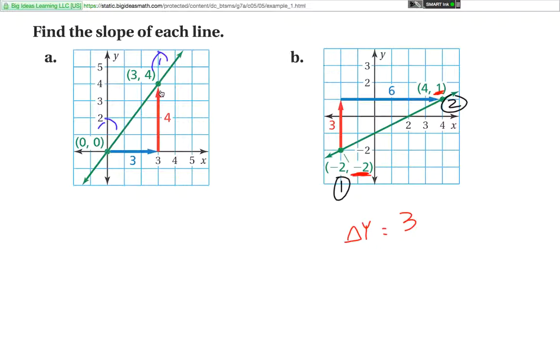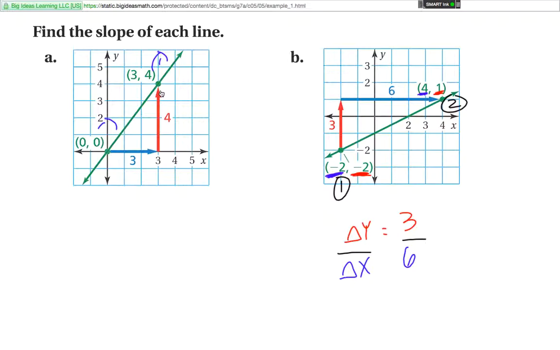Okay. Now let's look at the horizontal change, so the change in x. This one is negative 2. This one is positive 4. So I use the points. I know you can use the graph if you want to, but you can also use the points. That's what I'm doing here. So from negative 2 to 4 is a total of 6 spaces. So it would be 3 over 6.